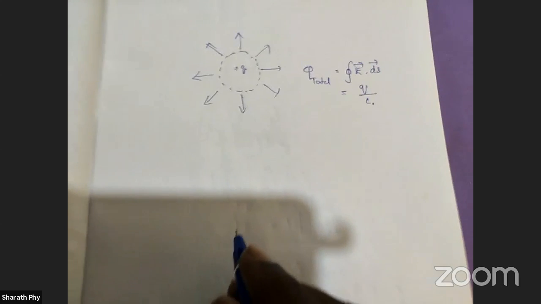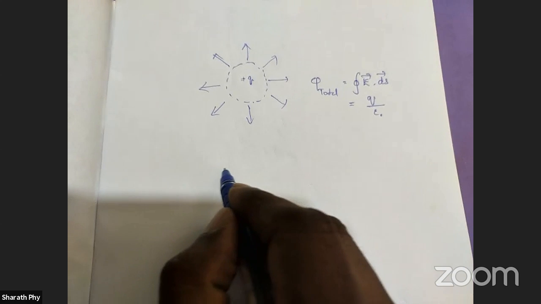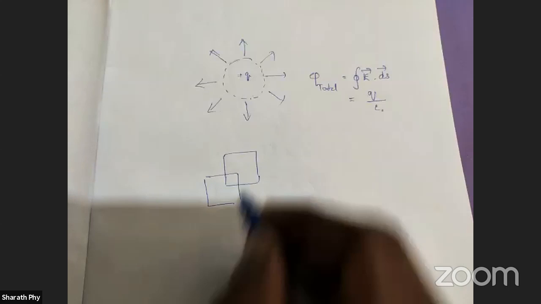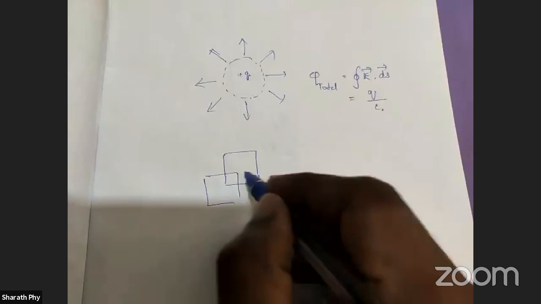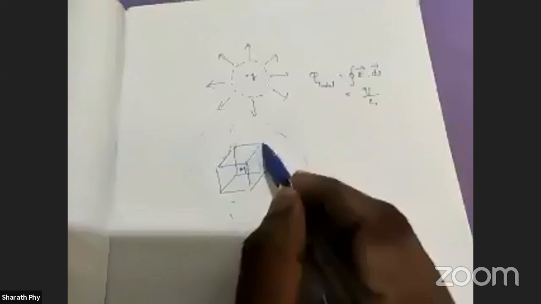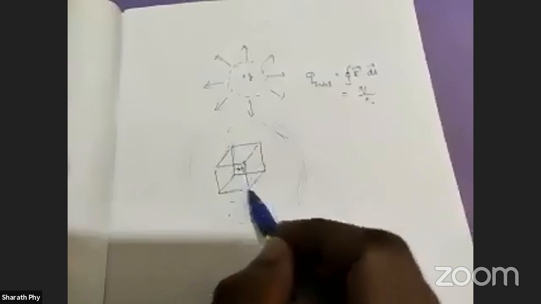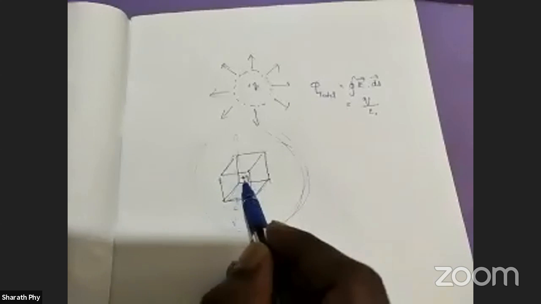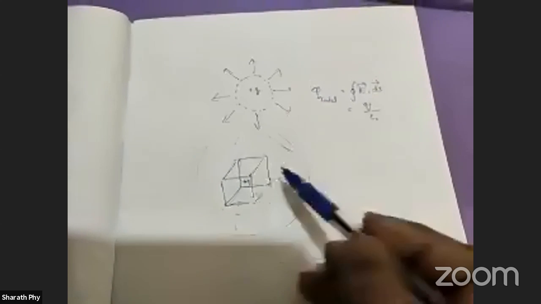Suppose, for example, let us consider a square, a cube, with a positive charge exactly at the center. So in all directions, electric field lines are coming out, right? What is the total flux linked with this surface, this cube? This is one you may be asked in the exam. What is the shape of this surface in which the charge is enclosed? A cube. How many surfaces are there?